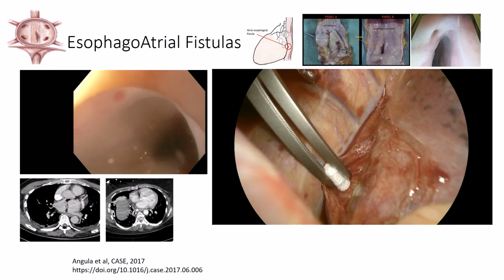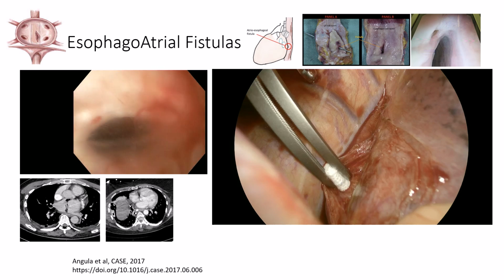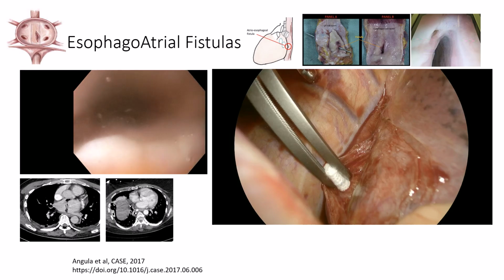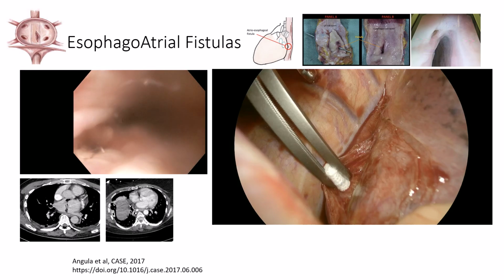Esophago-atrial fistulas require underwater endoscopy. If gas or air is used, massive embolization occurs. This underwater endoscopy demonstrates the area of the esophago-atrial fistula, and we have published in multiple cases video content of how to approach this with a minimally invasive approach.